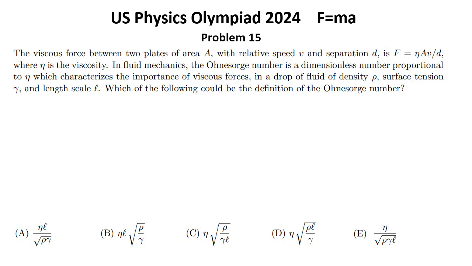Problem number 15. The viscous force between two plates of area A, with relative speed v and separation d, is F equals eta A v over d, where eta is the viscosity. In fluid mechanics, the Ohnesorge number is a dimensionless number proportional to eta, which characterizes the importance of viscous forces in a drop of fluid of density ρ, surface tension gamma, and length scale L. Which of the following could be the definition of the Ohnesorge number?